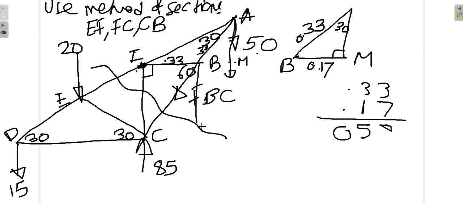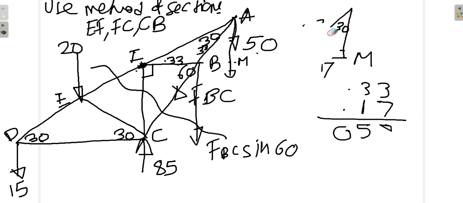But look at this particular component, and that is FBC sin 60. The moment of FBC sin 60 about point F will be multiplied by 0.33. So we have got only two forces. One is FBC sin 60 multiplied by 0.33 and the other is 50 multiplied by 0.5. The sum of these two moments about F will be 0. So let us do that, and we will be able to find the value of FBC.